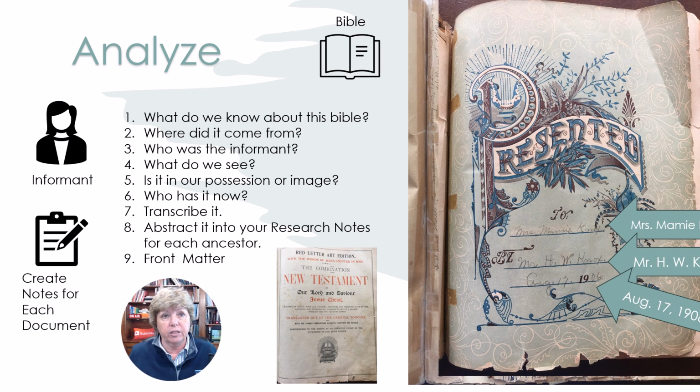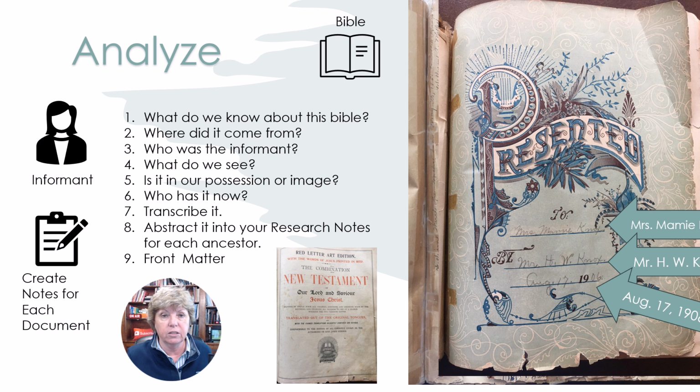In this case, there is a page where it was presented to Mrs. Mamie Knox from H.W. Knox. And there is a date there that says August 17th, 1906. I realize my slide is kind of running off the screen there, but you get the idea. Okay, so this is great information. This book was given to H.W. Knox's wife, Mamie Knox, on the 17th of August, 1906.